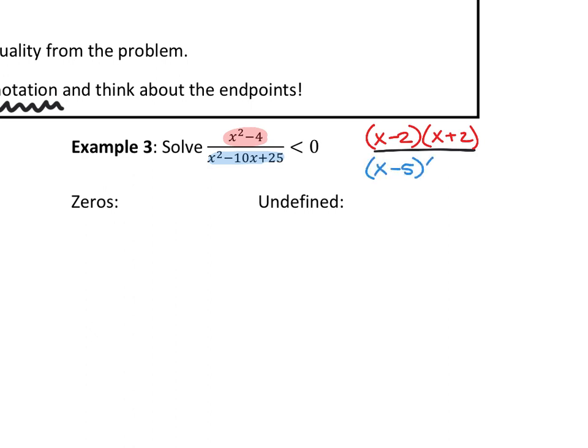x minus 5 times x minus 5, or x minus 5 squared. But we're just going to write it all the way out so that we can see all the parentheses for ourselves for our sign chart.